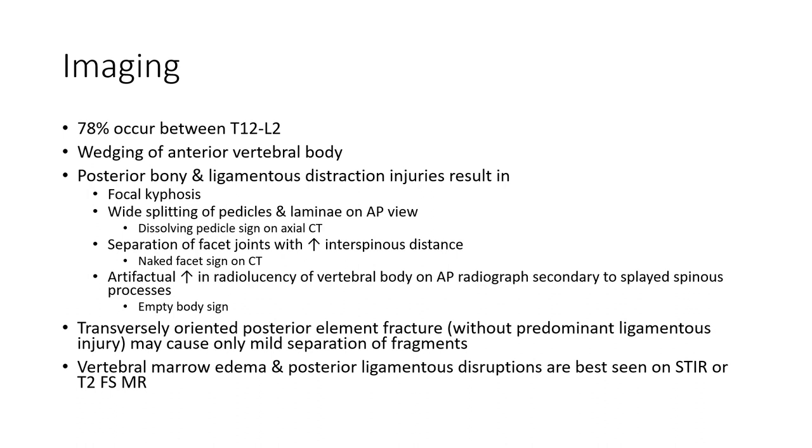Spinous process, empty body sign. Transversely oriented posterior ligament traction with a predominant ligamentous injury may cause only mild separation of fragment, with marrow edema and posterior ligamentous disruption, best seen on STIR or fat-suppressed T2 images.